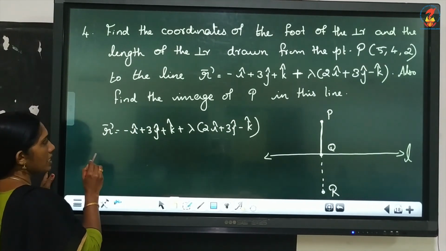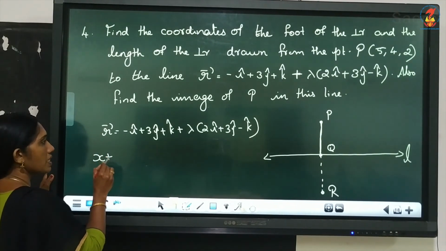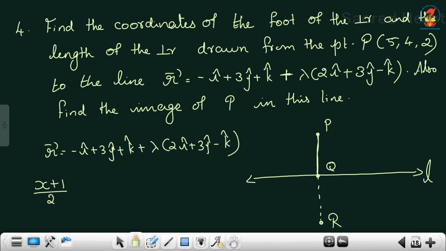So I am writing in one step. X, take to this side, so (x plus 1) by 2 is equal to lambda, equal to (y minus 3) by 3, equal to lambda. Z minus 1, this part you have to take to the left side, so (z minus 1) by minus 1 is equal to lambda.